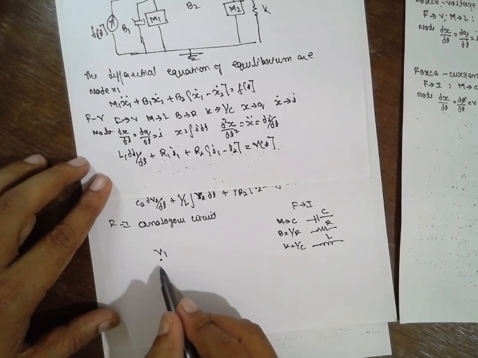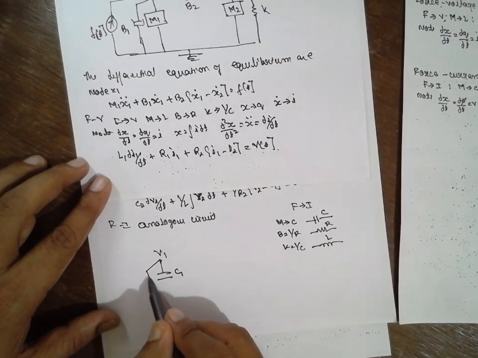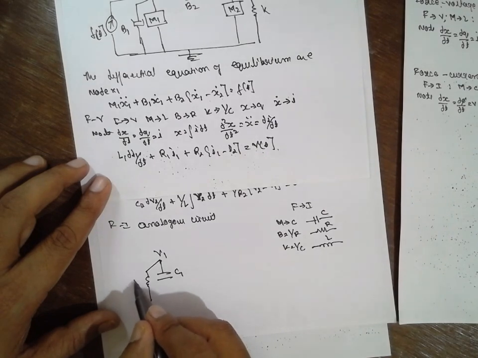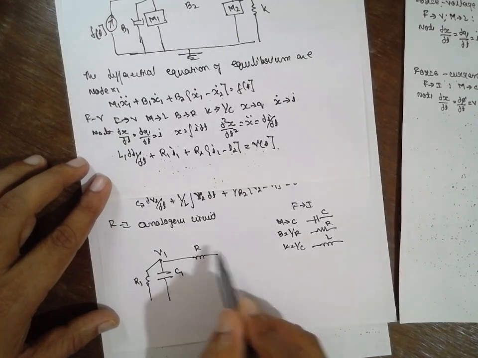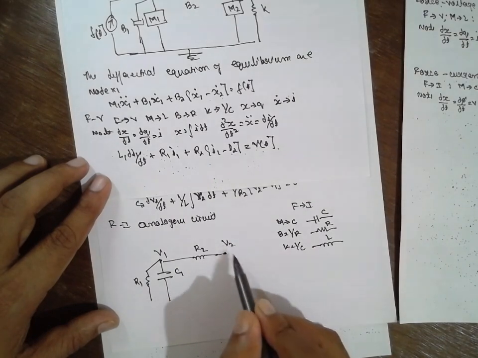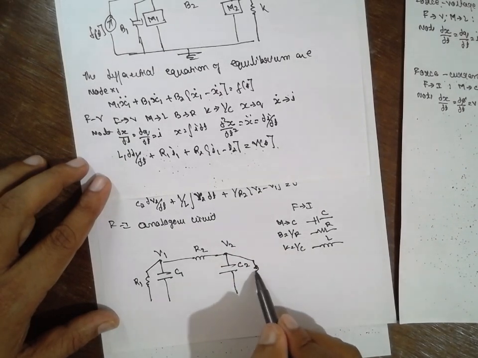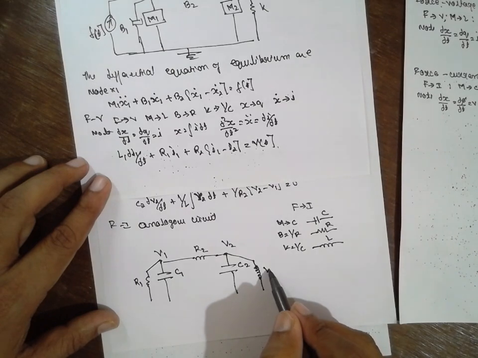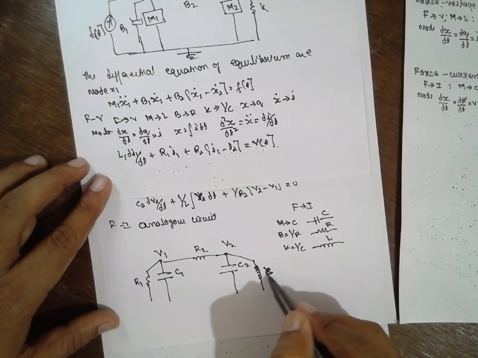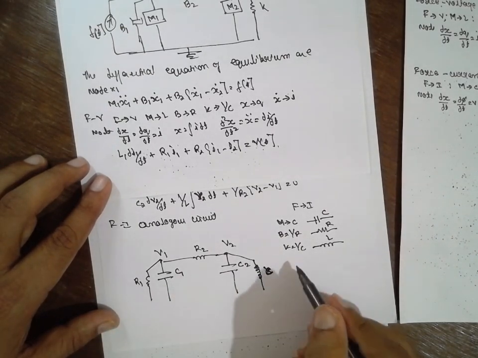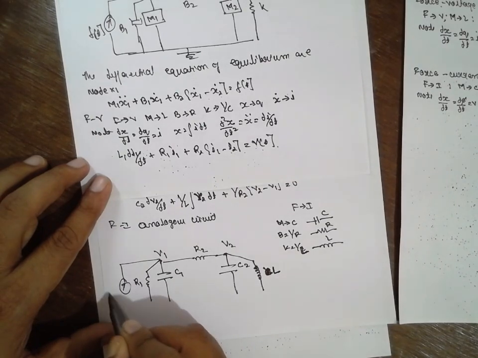V1, M is nothing but capacitance C1, B is nothing but resistance R1, next B is nothing but resistance R2, V2, capacitance C2. K has to be inductance. M has to be replaced with C, and K has to be replaced with 1 by L, inductance. It is replaced with inductance here. Inductance, and this one is nothing but I of t.